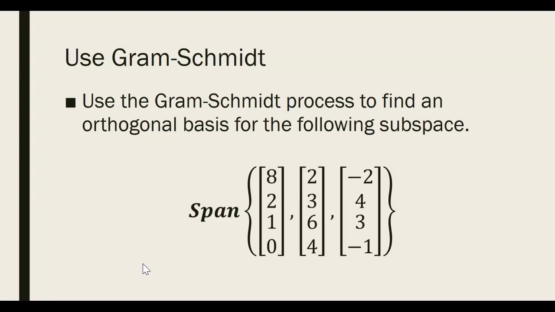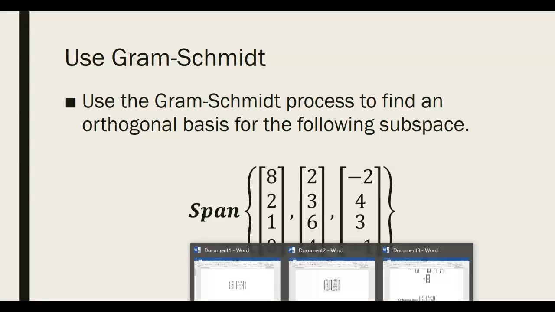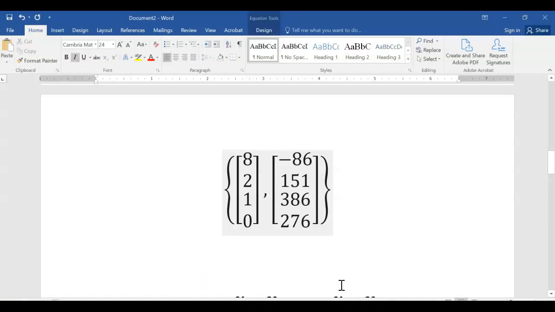Hopefully you went ahead and did that. This one obviously, well, we had some crazy looking vectors before. Remember our first two vectors when we did the Gram-Schmidt process from before were (8, 2, 1, 0) and (-86, 151, 386, 276). Now, if these can be simplified in a nice way, you can try that, but I don't think that they can. So those are the two vectors we're going to deal with.